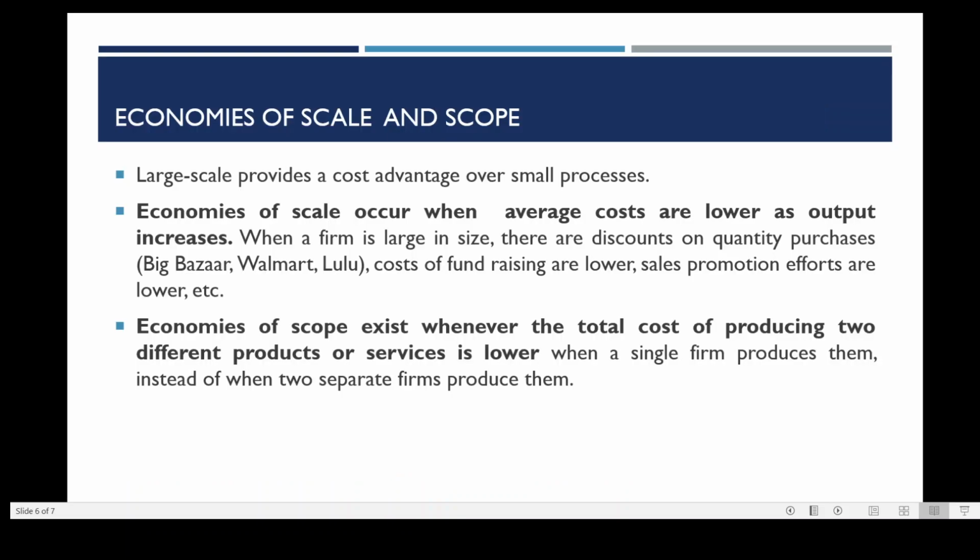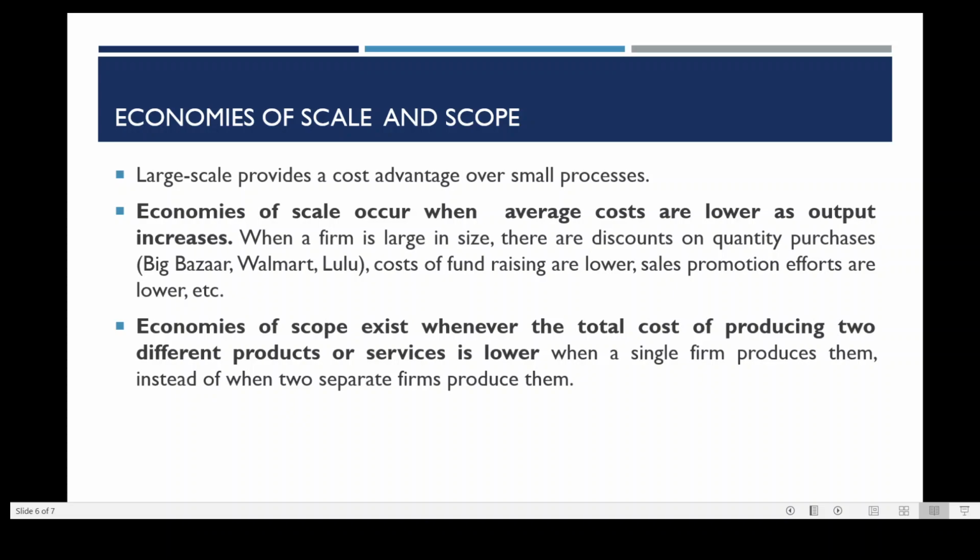What are the economies of scale? Economies of scale in simple terms means big is bountiful. It means that the average cost will come down if I increase my production. So as I become bigger, the costs will become lesser. If I am Big Bazaar, I can buy from the market at cheaper rates.